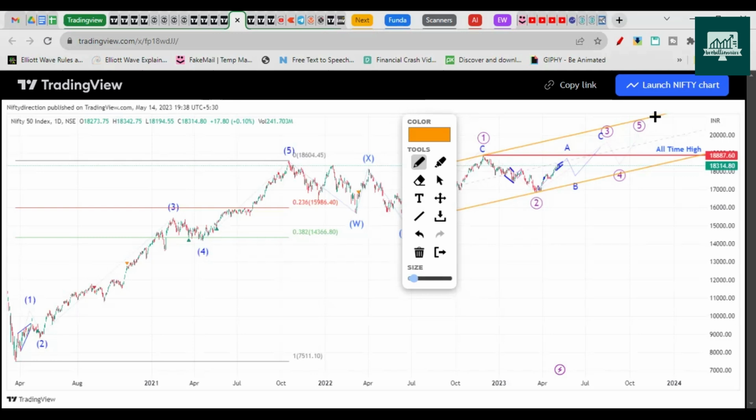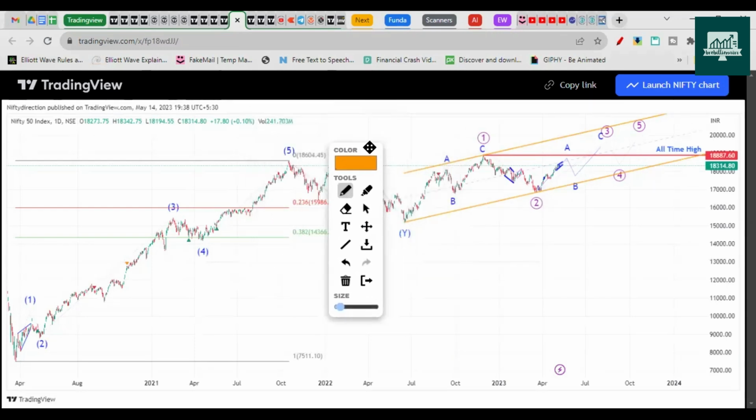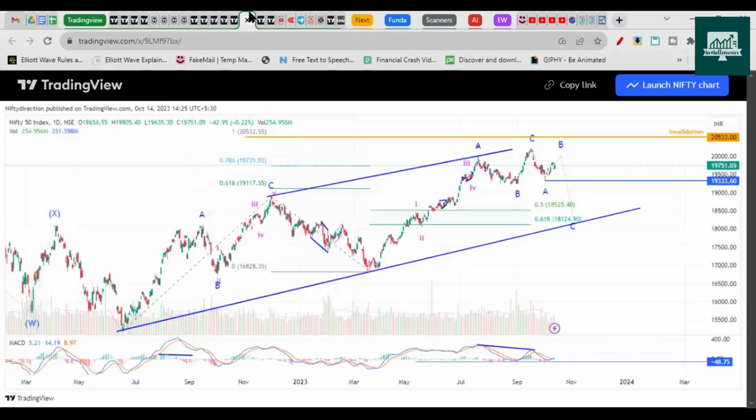20,500, 900 zones, depending on that and the breaking of this trend line here, we'll talk about that trend line. Depending on the break of the trend line, we will know how much it is going to drop on the downside, right? So for that we have 2-3 months. That's what I'm assuming. But for now we are in a 5th wave. Let's ride it towards 20,500 to 900 levels.